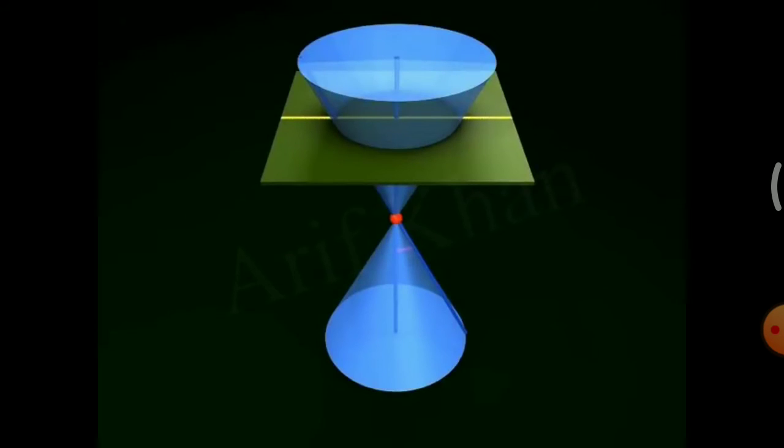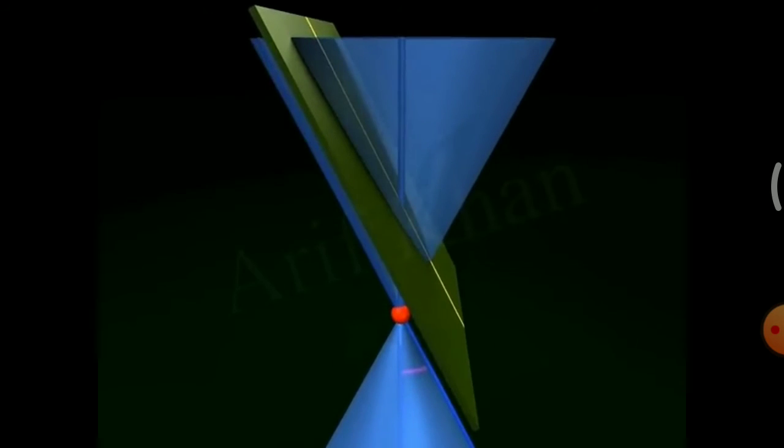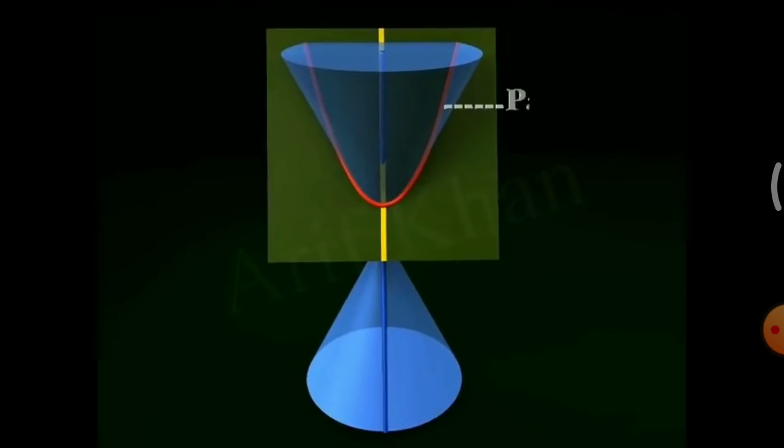Second one is the parabola. When the angle made by the plane to the vertical axis is exactly equal to the vertex angle, we get an open curve called a parabola at the intersecting surface of the cone.